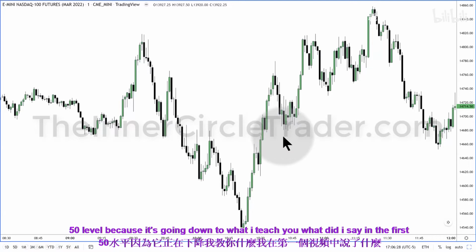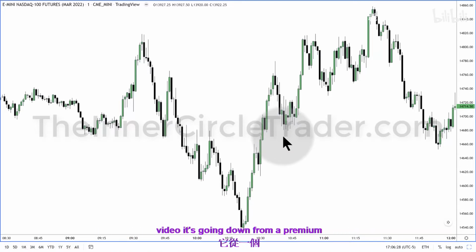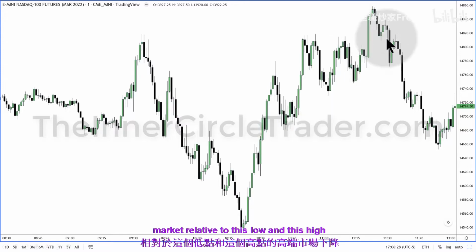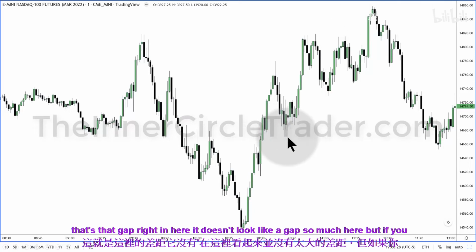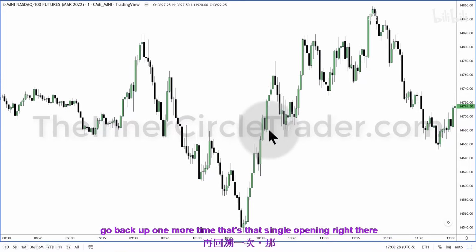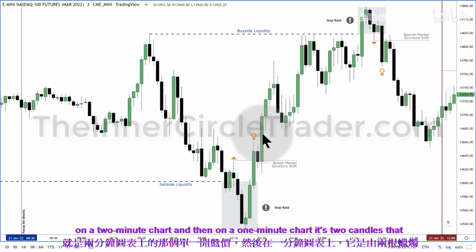But the market goes down to that 50% level because it's going down to what? I teach you. What did I say in the first video? It's going down from a premium market relative to this low and this high. 50% is here. That's equilibrium. So it's going to go down to a discount. And that's that gap right in here. It doesn't look like a gap so much here, but if we go back up one more time, that's that single opening right there.